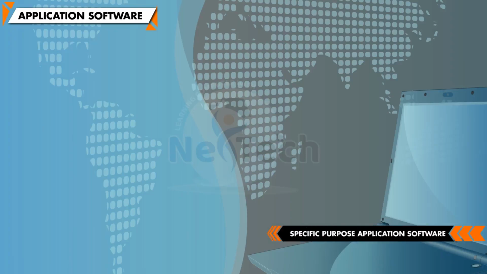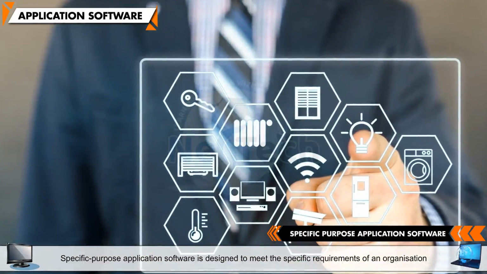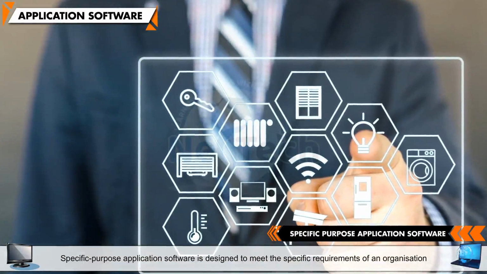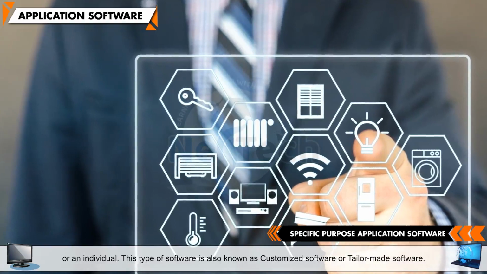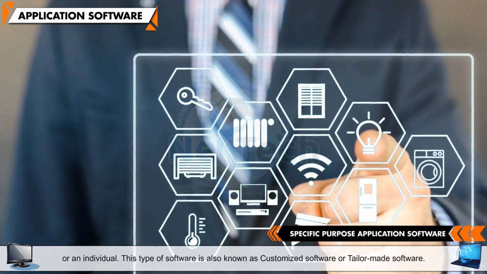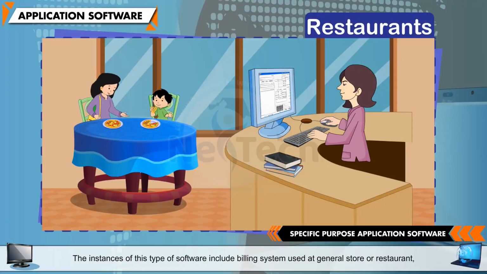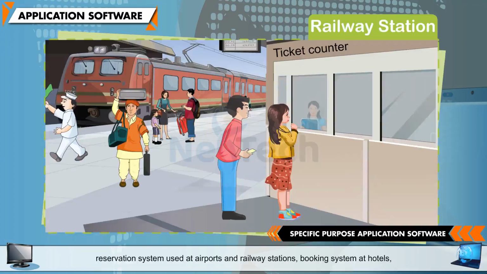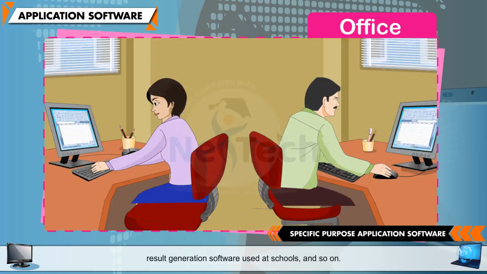Specific purpose application software. Specific purpose application software is designed to meet the specific requirements of an organization or an individual. This type of software is also known as customized software or tailor-made software. The instances of this type of software include billing system used at general store or restaurant, reservation system used at airports and railway stations, booking system at hotels, result generation software used at schools, and so on.